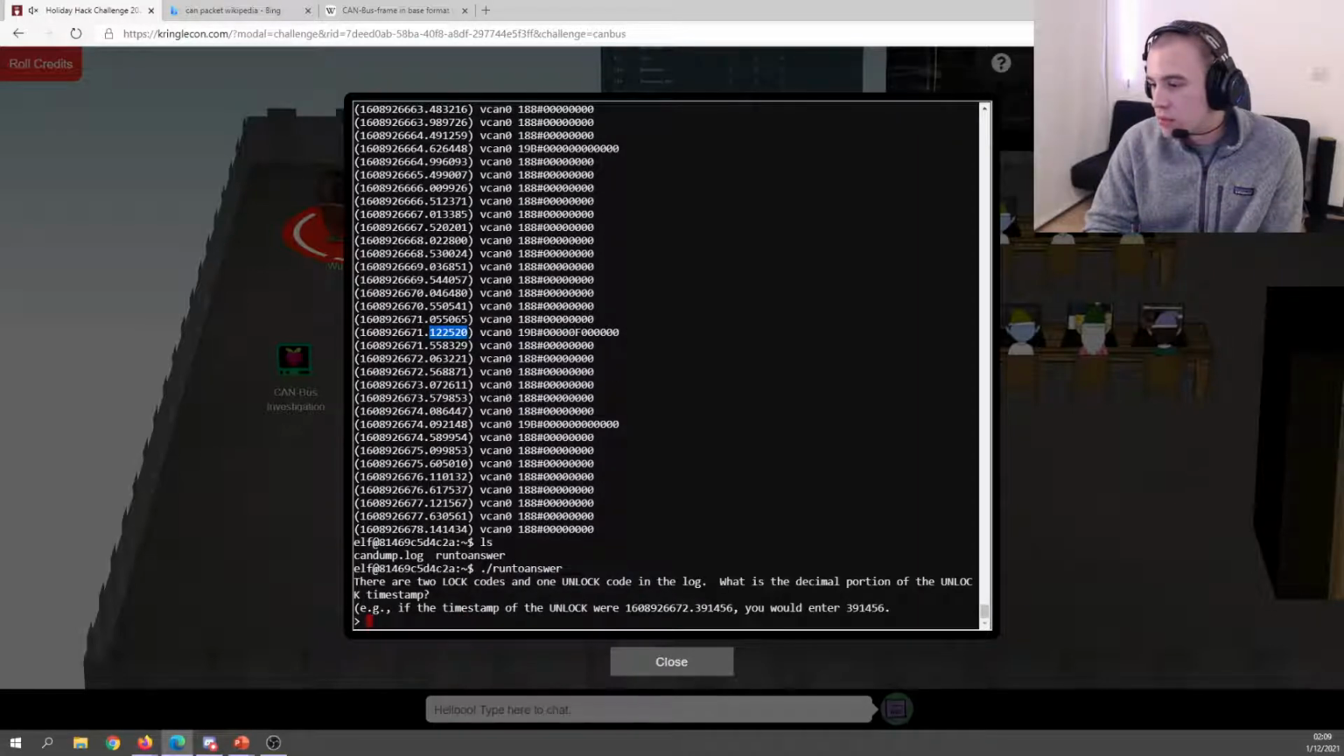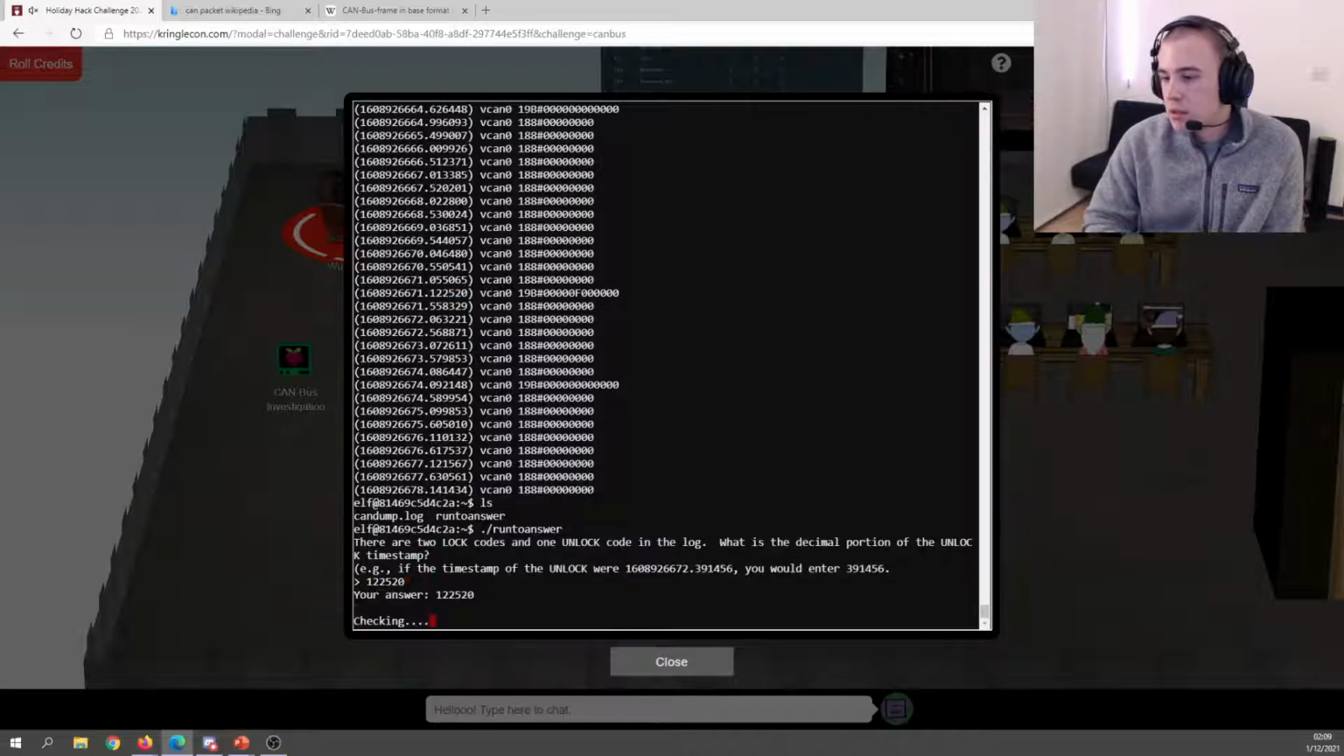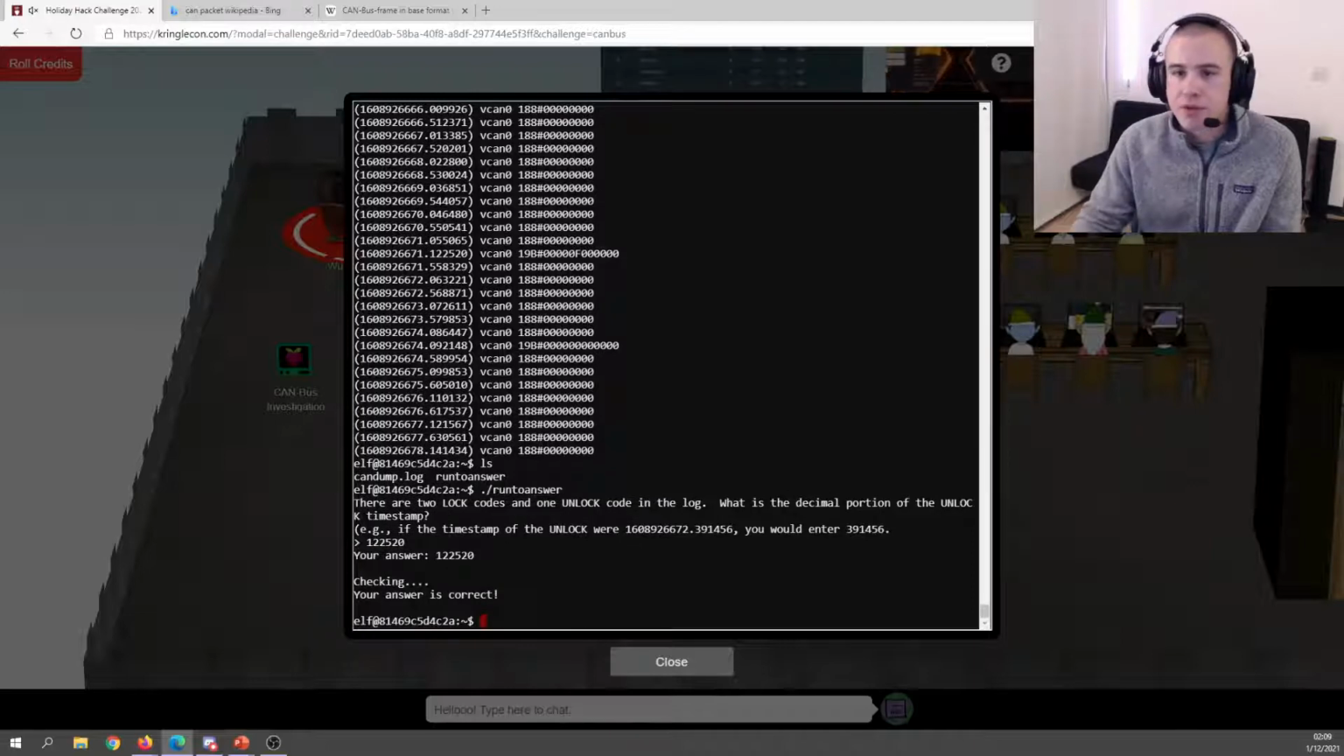There are 2 lock codes and 1 unlock code. What is the decimal portion of the unlock timestamp? And the answer is correct. So that is how you solve that challenge for the CAN bus investigation terminal. We'll catch you in the next one.